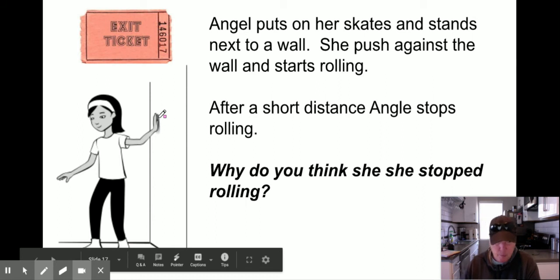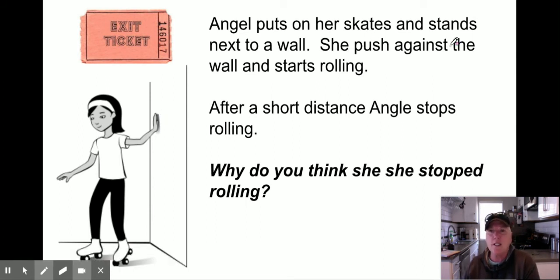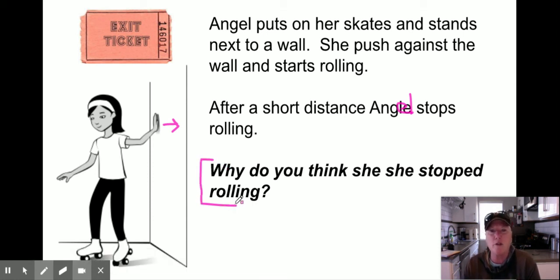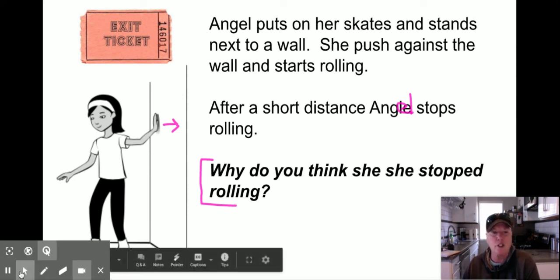She's pushing against a wall. It says, Angel puts on her skates and stands next to a wall. She pushes against the wall and starts rolling. So she's exerting a force on that wall to get herself to roll. But here's what I want you to think about. After a short distance, Angel stops. Nice typo, that should be Angel stops rolling. Why do you think she stopped rolling? Go ahead and post that in the Edpuzzle. I'm not going to give you the answer just yet.